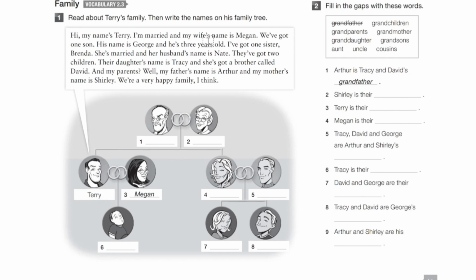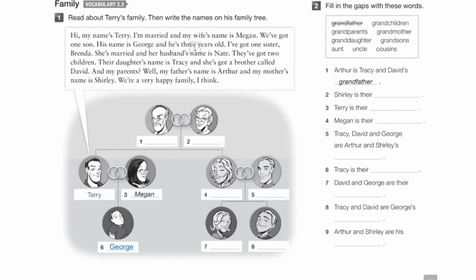I'm married and my wife's name is Megan. Okay, Megan is his wife. Good. We've got one son. His name is George. Okay, so this one is the son, obviously. So it's going to be George. So we're going to write here George. That's fine. George. That's good.